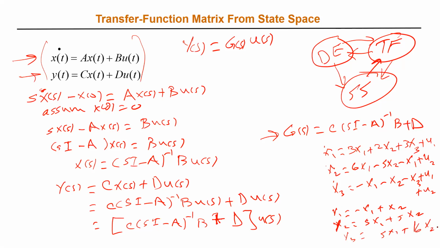So how many outputs do I have? 3 outputs. How many inputs? No, u1 and u2. That's all. 2 inputs.